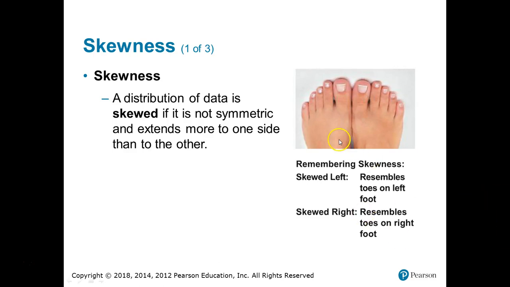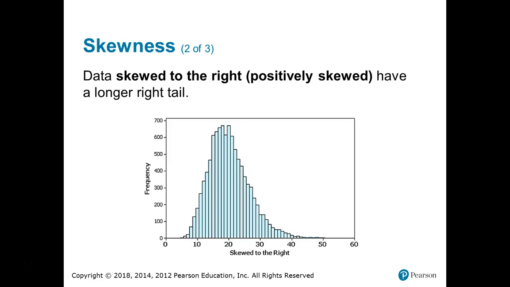So your left foot represents skewed left. So you look at the left foot, more of the toe value is to the right. And then on your right foot, which would be skewed right, more of your toes on your right foot are on the left-hand side of it. So kind of a backwards way from what your mind might tell you. But again, left foot, skewed left, more data values to the right. Right foot, skewed right, more data values to the left.